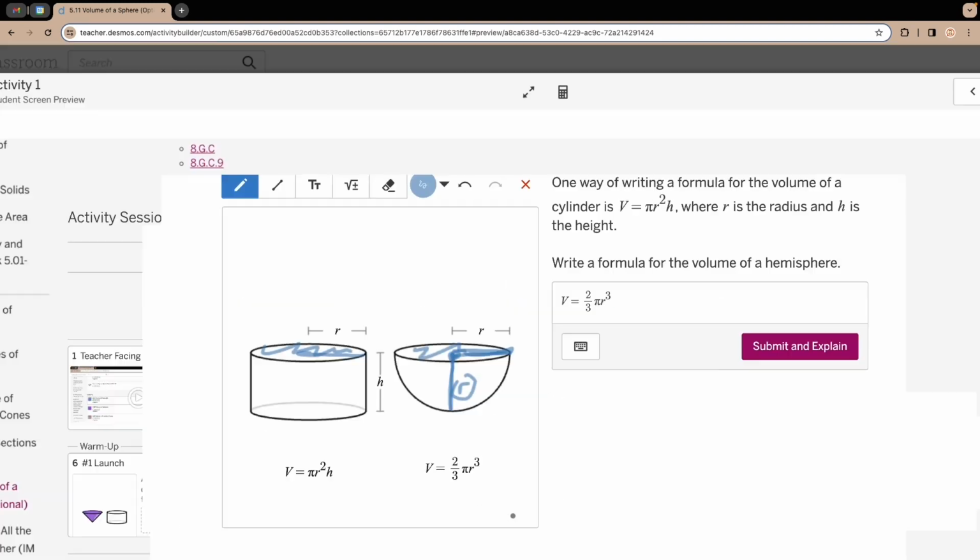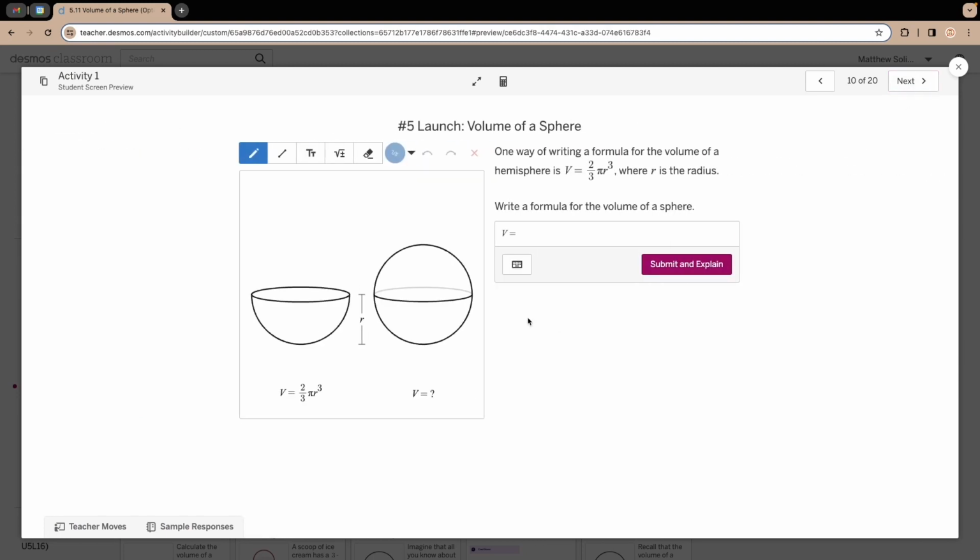We're almost there. Now, last part. What is the volume of a full sphere? Well, if this is 2/3 pi r cubed for a hemisphere, I just need 2 of them together, or multiply it by 2, right? So just times 2. I need 2 of them to get a sphere. One for the bottom, one for the top. 2 times 2 is 4 divided by 3 pi r cubed.